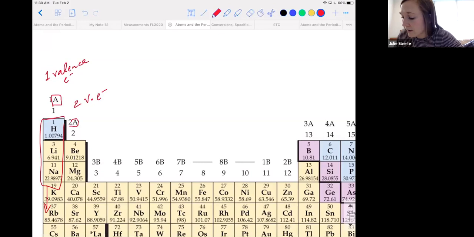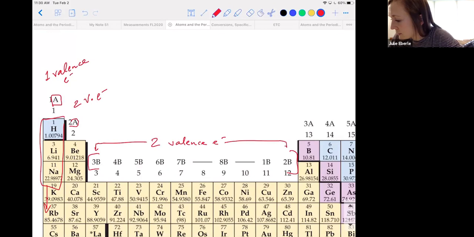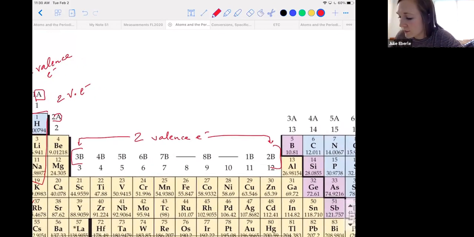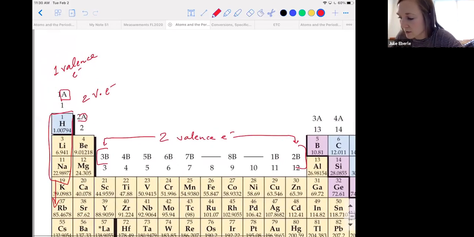Well, none of the elements in the B groups are considered main groups. So I bet you're asking, how many valence electrons do they have? The answer here, and I actually forgot to say this morning, these all have 2 valence electrons, okay? So everything in the transition metals, not main group, but group B, they all have 2 valence. So we're going to skip over those. We're not counting those. We're counting the main groups.